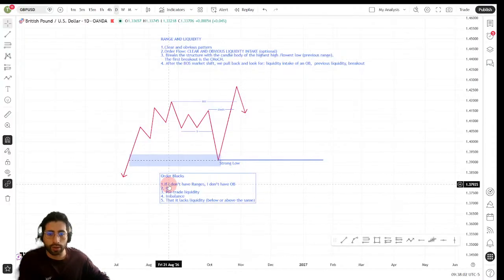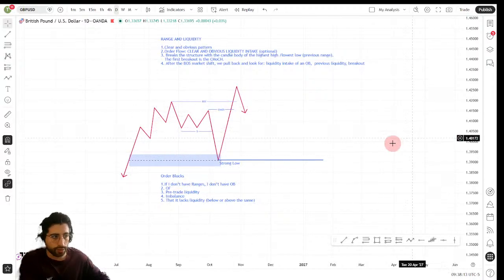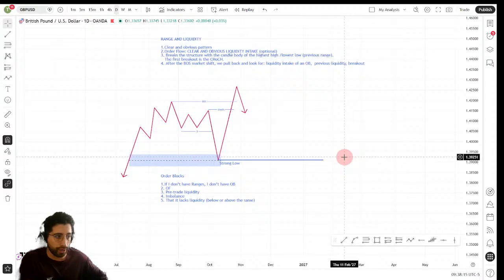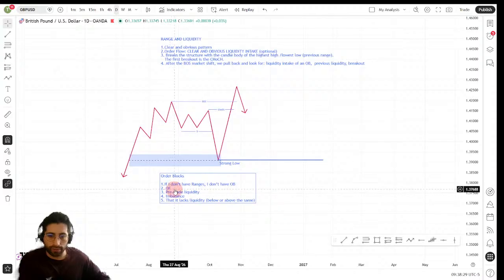First of all, what is a valid order block? Here are 5 steps. One, if you don't have a range or a clear range, right, you don't have an order block. So if you find an order block out of a range, bro, you shouldn't bear that order block in mind, because it's out of a range, right? You cannot actually work with it. A proper order block should have the right order flow. We already explained that concept.